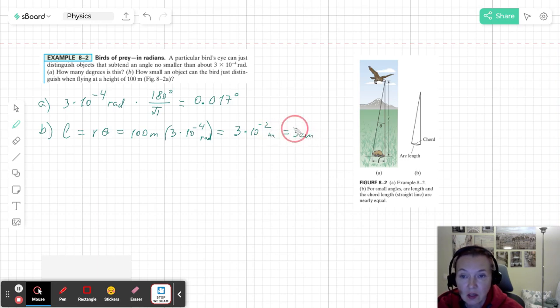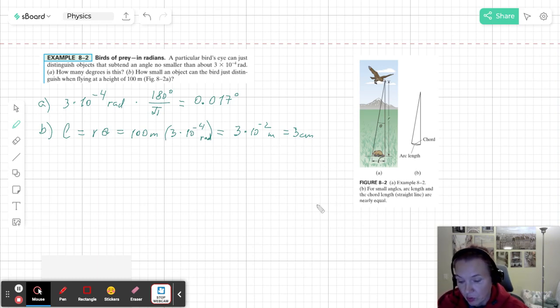3 centimeters is very small. It's like a baby mouse there. So that means that the bird can distinguish a mouse down there, a baby mouse, or a big mouse, or a rat is like no big deal.